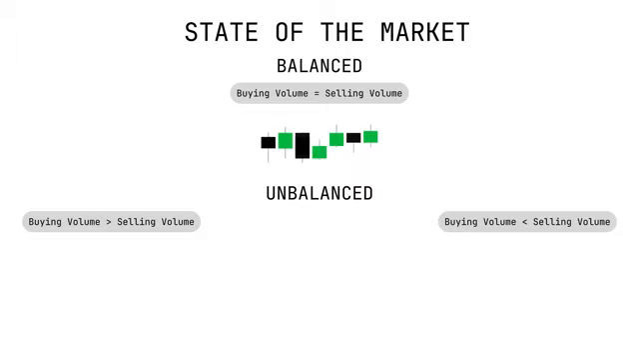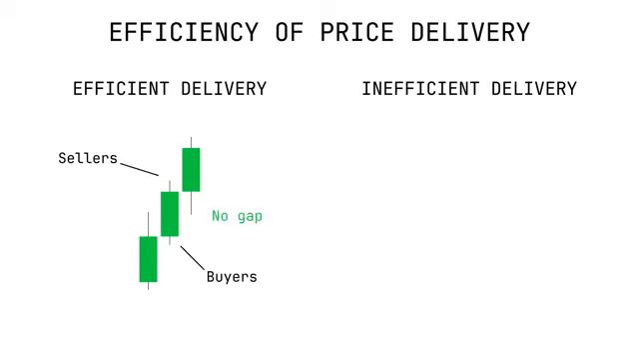The second type is the unbalanced state, which is more typical for any market. This occurs when the buy volume is greater than the sell volume, and the price rises, or when the sell volume is greater than the buy volume, and the price falls. We have sorted this out. The second factor is the efficiency of price delivery, which also comes in two types. The first type is called efficient delivery, because in the context of a certain market movement, there are both buyers and sellers present, allowing for a more even exchange of assets.